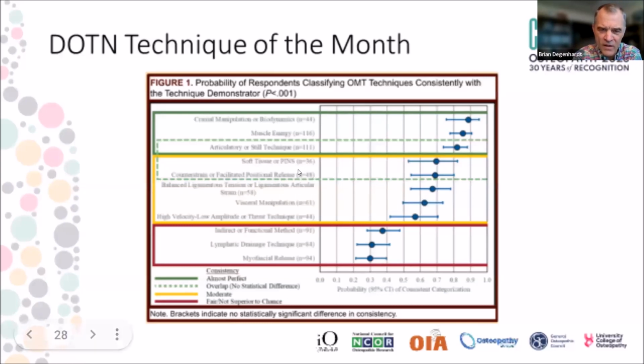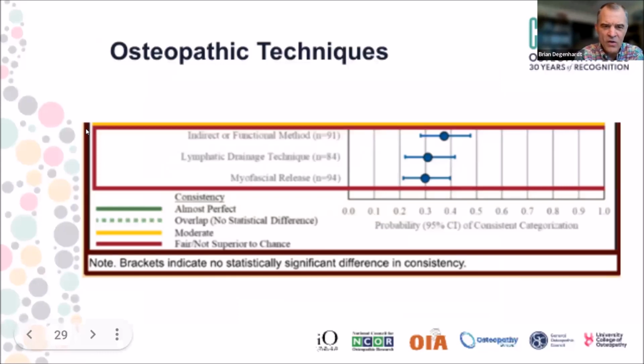Then we had those that fell into a moderate range. And then we can look more specifically at those that fell into a fair or not superior to chance range. This is a really big issue, because if we're collecting data to do science on it, and we have no consistency on the data we collect, then it doesn't really matter what outcome we have. We will not be able to use that information to help shape future care. And we'll talk a little bit more about that in a moment.